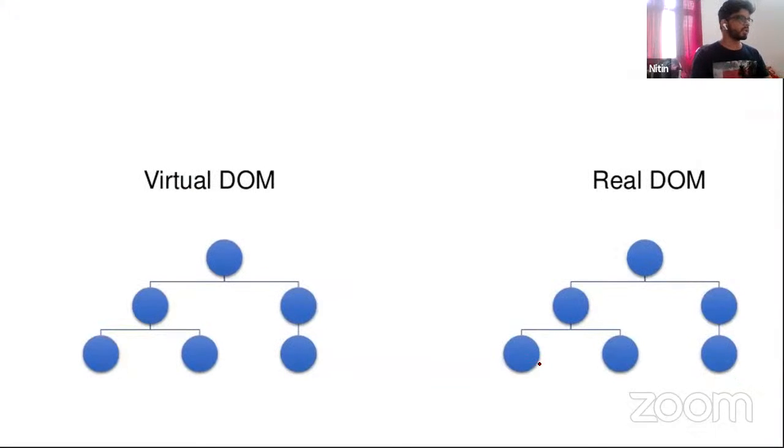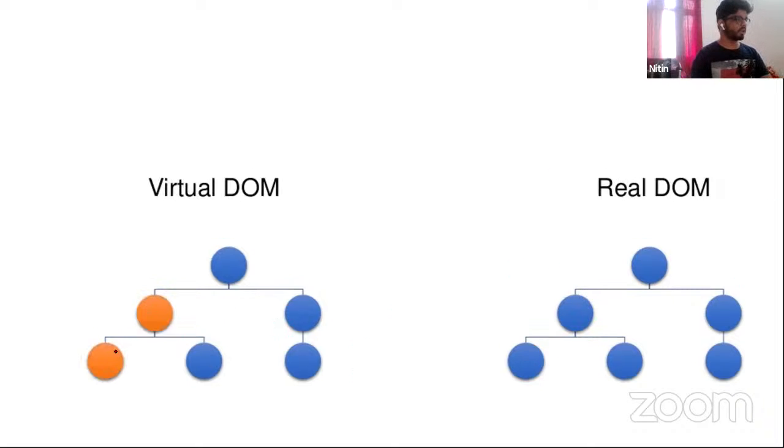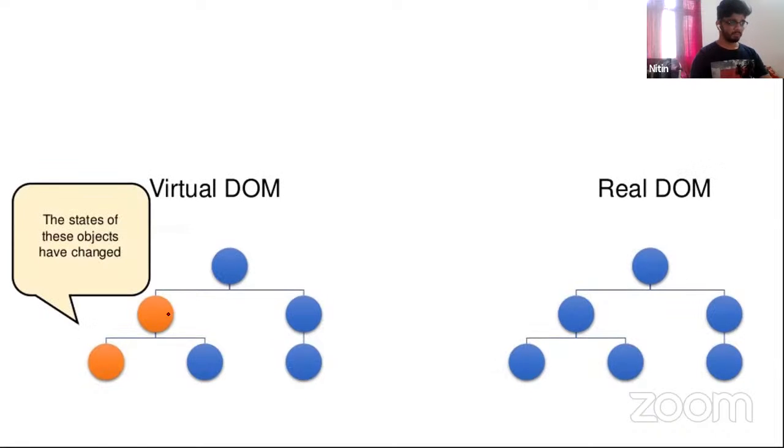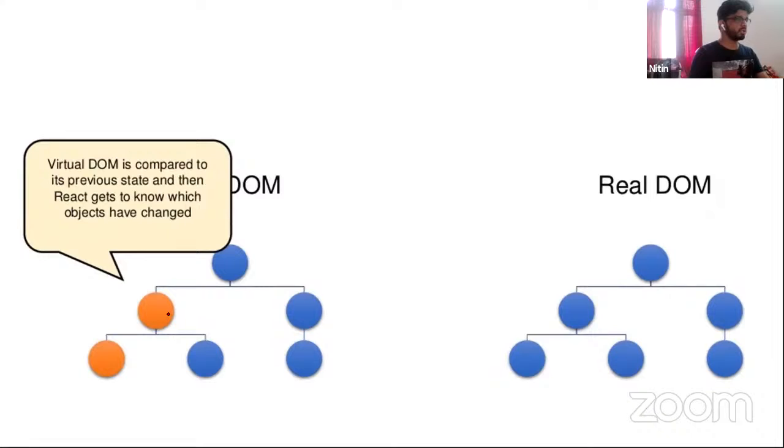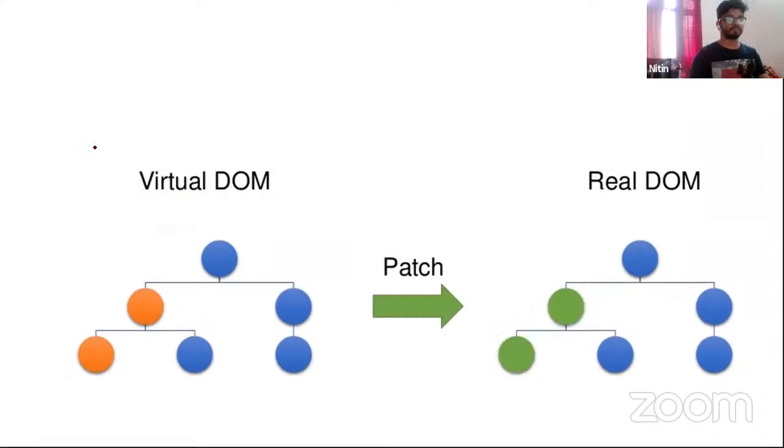So this is just an interactive example. Just looking at this, this is the virtual DOM, this is the real DOM. Currently nothing has changed here. Now we have changed these two components, so the state of these objects is changed. Now to reflect these things in the real DOM, the virtual DOM has to change them also in the real DOM. So that's what we're going to do here.